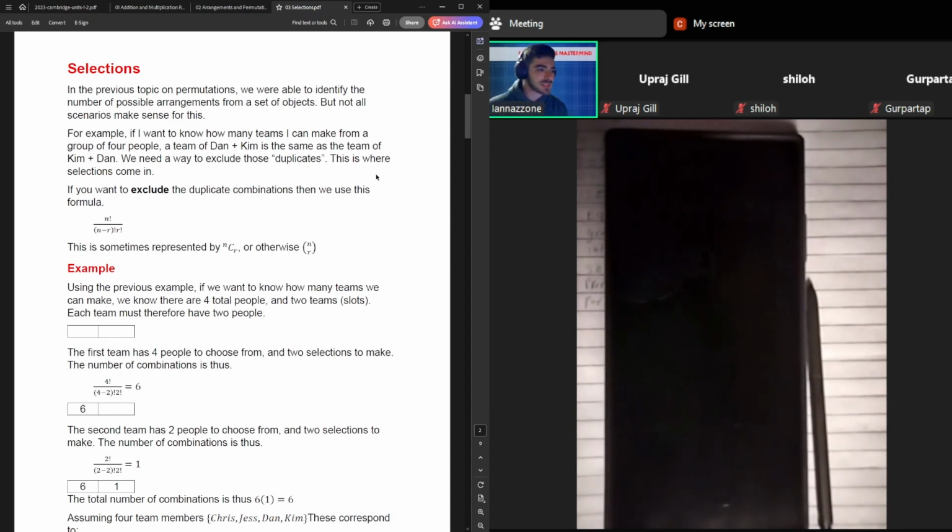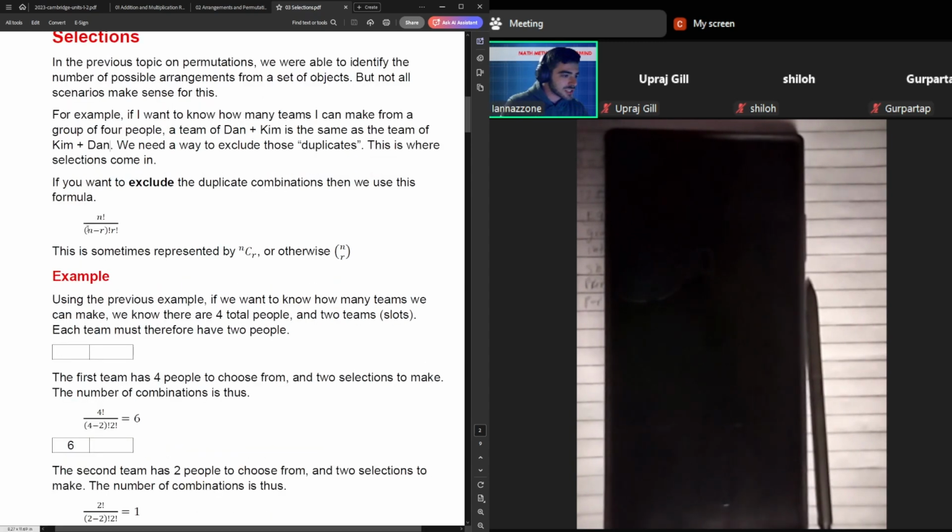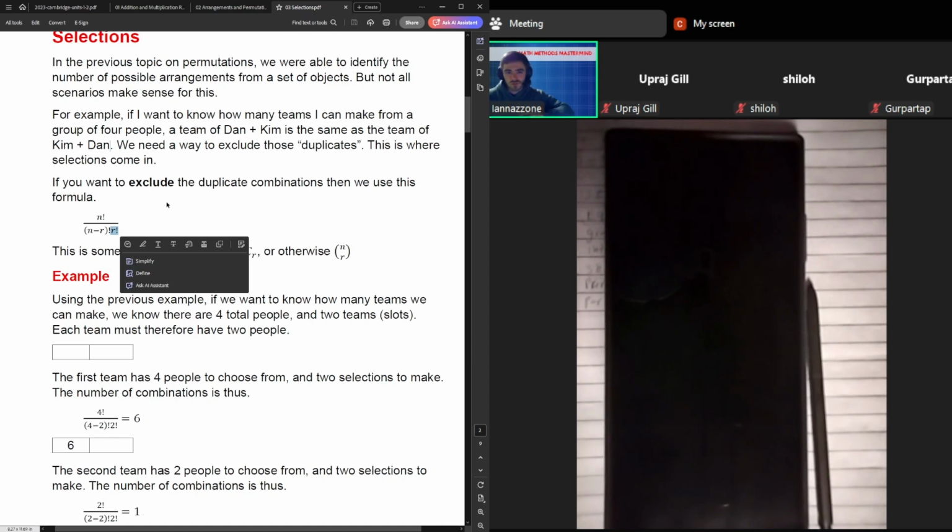This is often seen in teams of people, where if I say a team of Dan and Kim, it's the same as if I had said a team of Kim and Dan. It doesn't matter what order those names are written in, it's still those two people on the same team. So under those kinds of circumstances, where the order is irrelevant, we would use the selections equation, which is a very slightly different version of the permutations equation. There's this further division by r factorial, and you can think of that as just removing all the duplicate combinations.